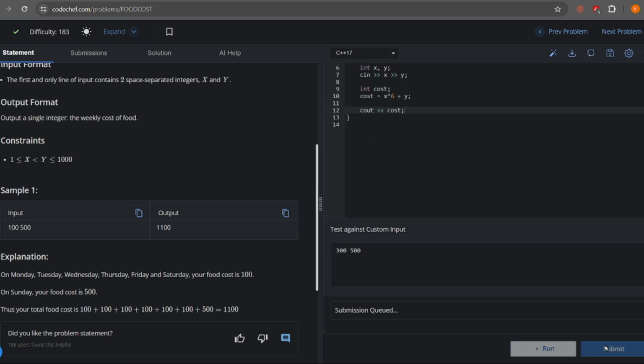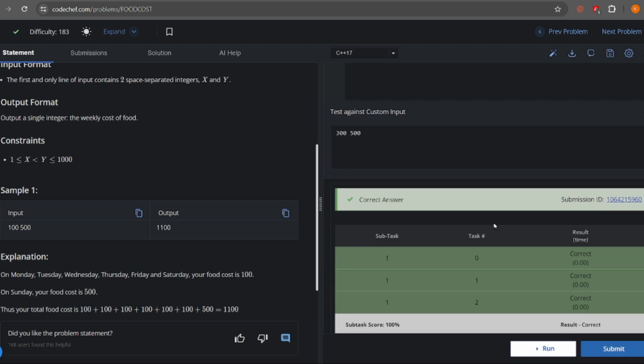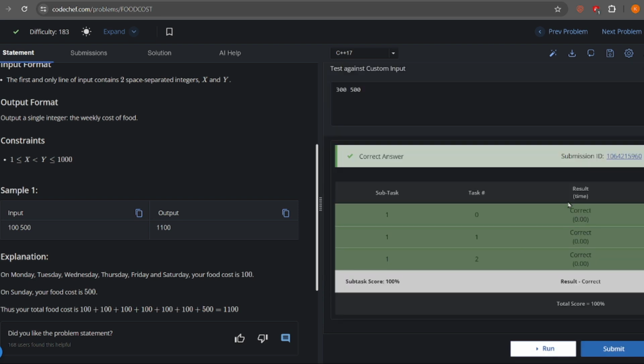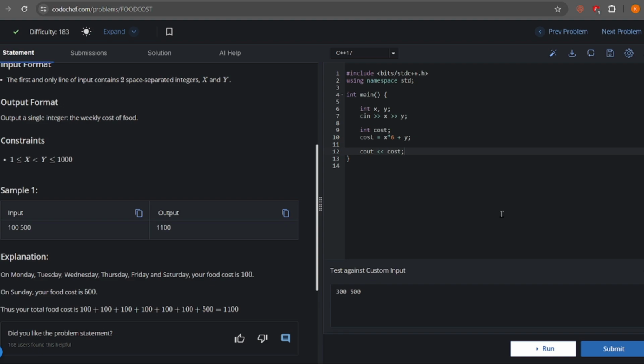Now let's just submit this, and there you go. So the result of all the test cases was correct. And yeah, that's it.